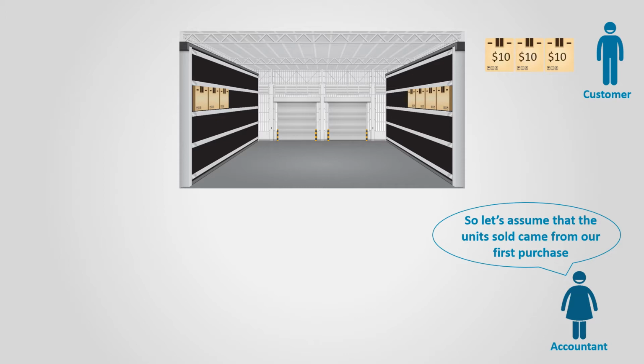In this case, it will cost $10 per unit. So if we return those units back to the warehouse and brought another 3 units out, they are still going to be valued at $10 per unit. Accordingly, cost of goods sold equal $30.